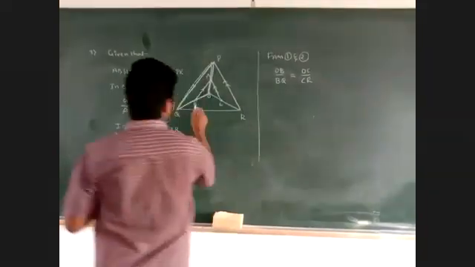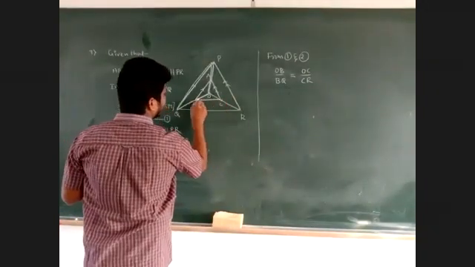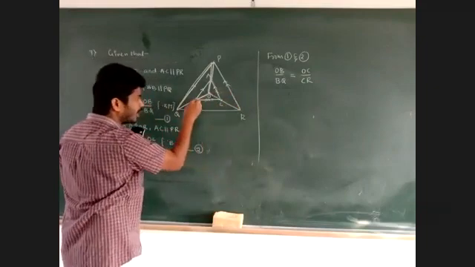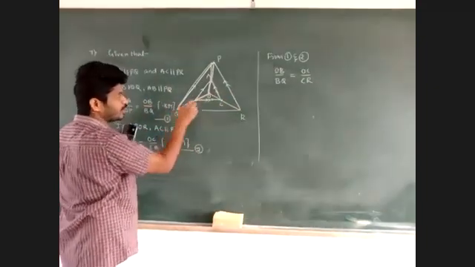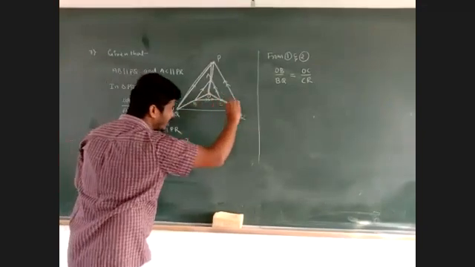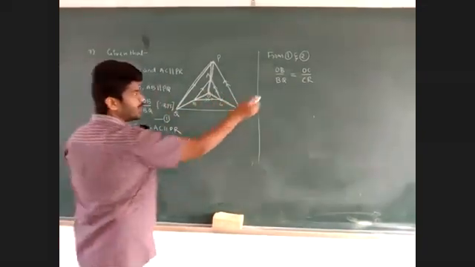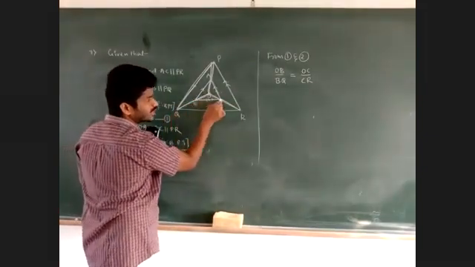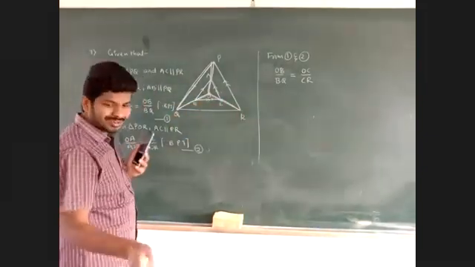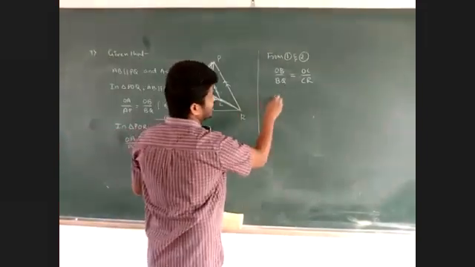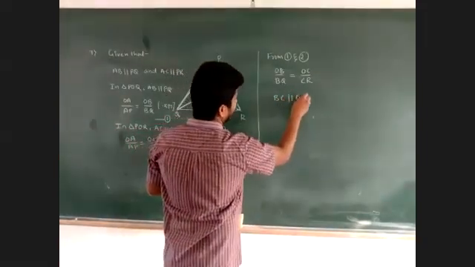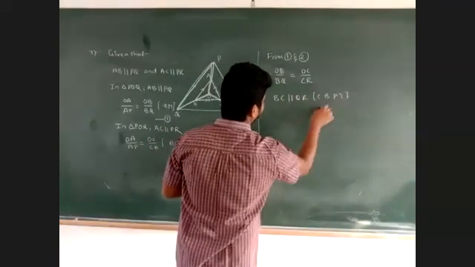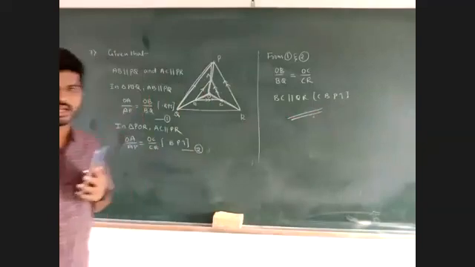So now join B and C. Here the condition is OB by BQ equals OC by CR. Then what is the meaning of this statement? BC is parallel to QR. That is our answer. BC is parallel to QR according to the converse of the basic proportionality theorem. That is our required answer.